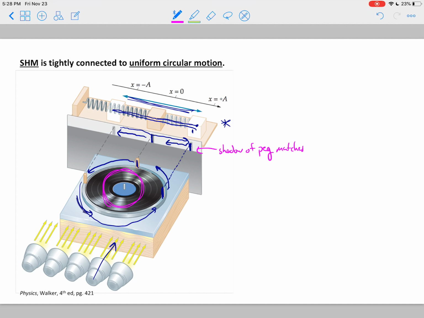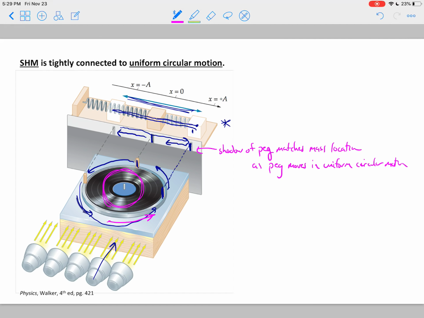So we could say that the shadow of the peg matches the mass location as the peg itself moves in uniform circular motion. And of course, it doesn't necessarily match unless this thing is rotating at just the right angular velocity.